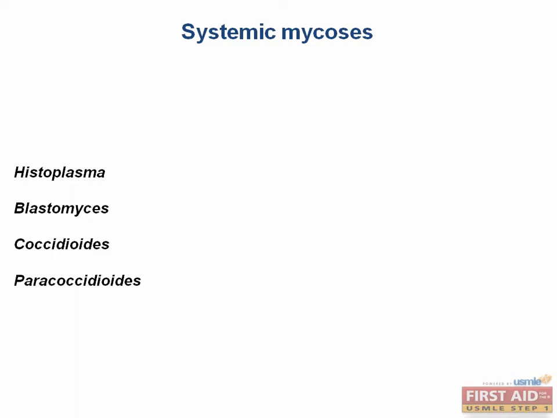There are some general things that you should know which all four of these fungi have in common. For example, all four of them are dimorphic. Now, what do I mean by the word dimorphic? Well, what that means is that they exist in two different forms depending on the temperature. At cold temperatures of 20 to 25 degrees, they're going to exist in the mold form. Whereas at warmer temperatures of 37 degrees, which is essentially body temperature, they're going to exist in the yeast form.